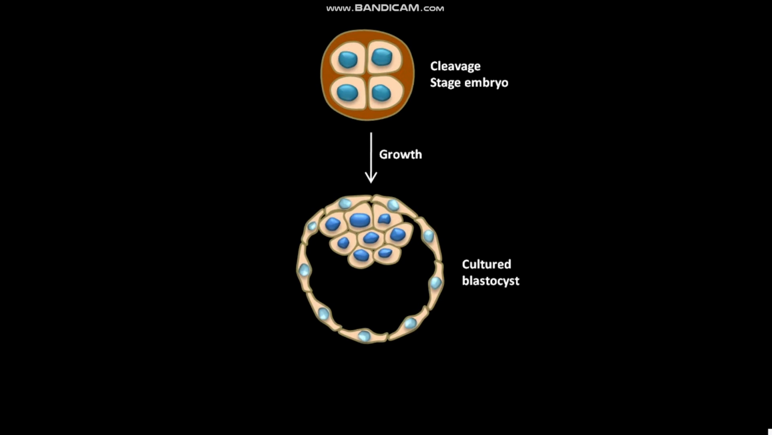In vitro fertilization produces cleavage stage embryos in humans. The cleavage stage embryo then undergoes growth to produce blastocysts. The trophoblast of the blastocyst is a thin layer of epithelial cells.